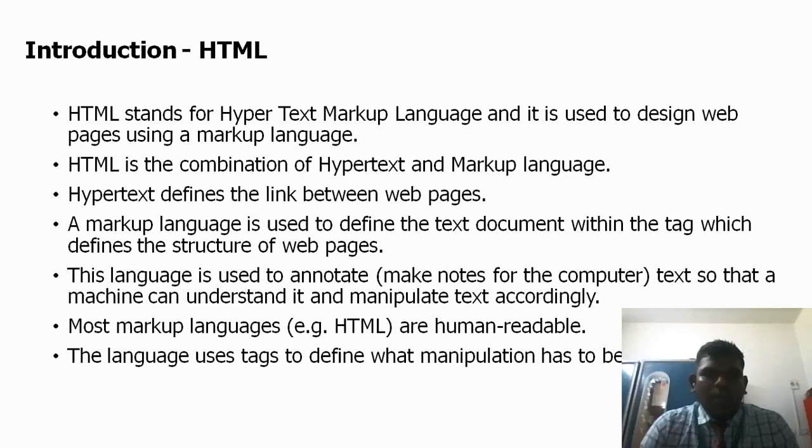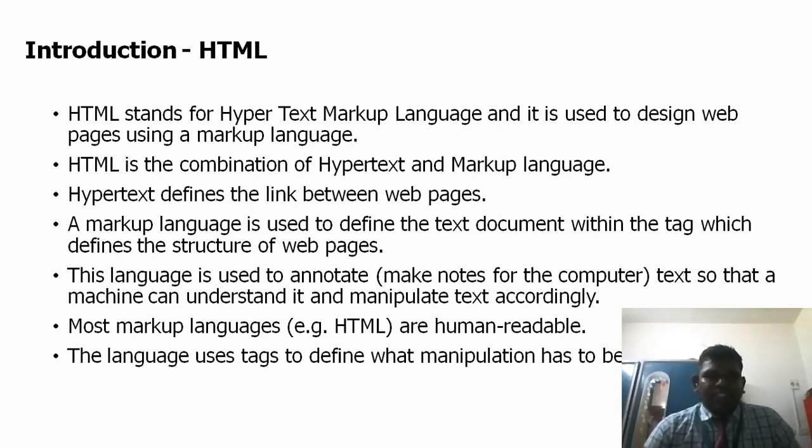HTML is a combination of hypertext and a markup language. Hypertext defines a link between web pages. A markup language is used to define the text document within the tag which defines the structure of web pages. This language is used to annotate a text so that a machine can understand it and manipulate the text accordingly.